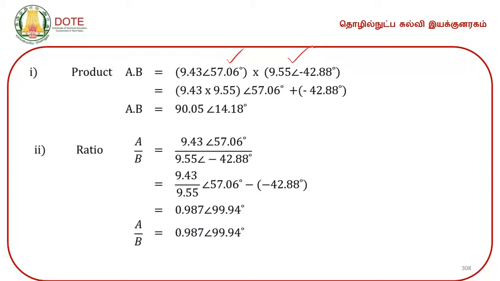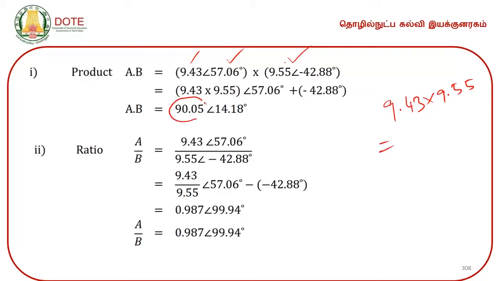Now, after obtaining the equivalent polar forms of A and B, I am going to perform the product. How is it done? As I said earlier, you need to multiply the magnitudes. So, 9.43 is the magnitude part, 9.55 is the magnitude part. You should multiply 9.43 and 9.55. So, what is the result?